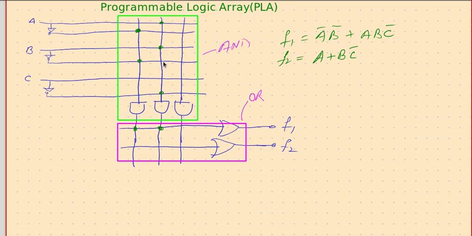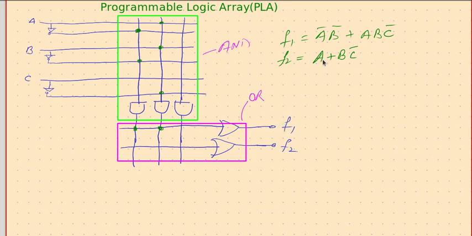So it's just a conventional diagram, but in reality there are multiple lines connected. That means for every AND gate there will be three lines, and only whichever inputs are required, only that particular horizontal line and the vertical lines are connected, and that's what F1 is.